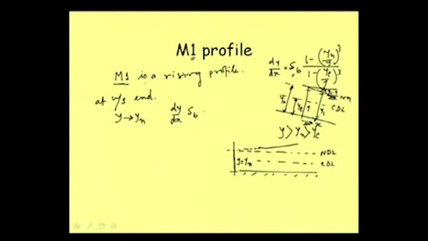It is equal to SB times 1 minus (yn by y) whole cube divided by 1 minus (yc by y) whole cube. Now, in this part, as we can see, when yn and y are almost equal, when y tends to yn, this ratio becomes 1. This ratio will become 1 in the numerator, and that is why this numerator part is 1 minus 1, so this will become 0.